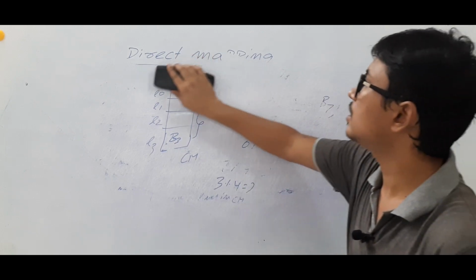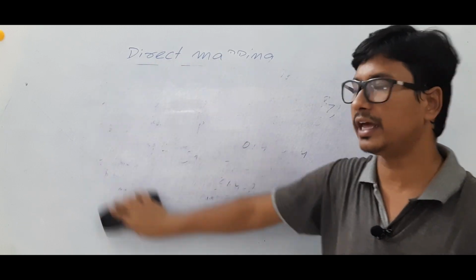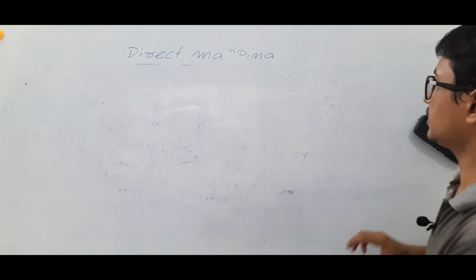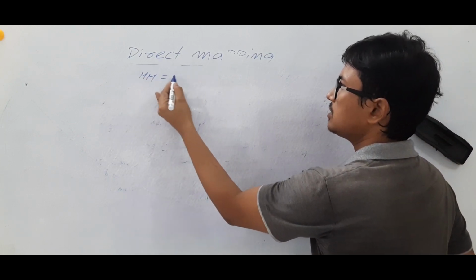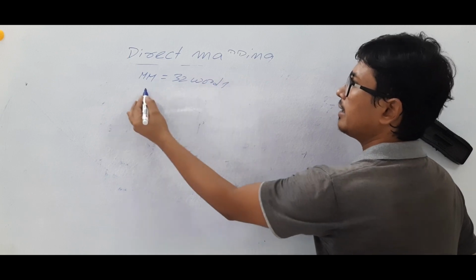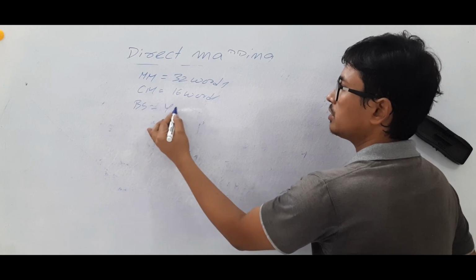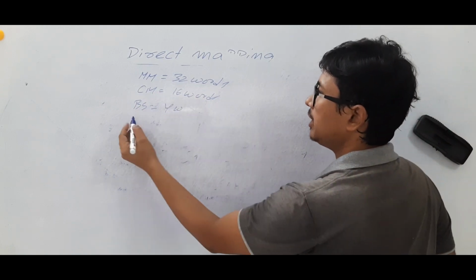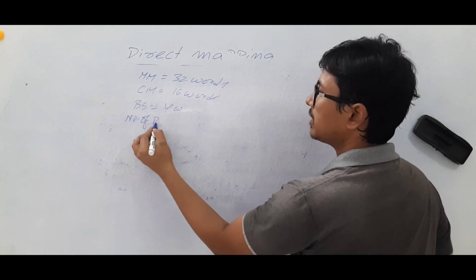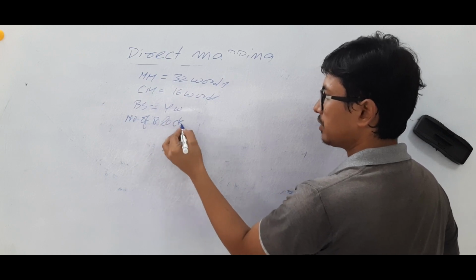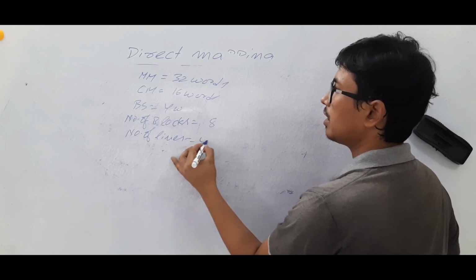Now let me discuss how the address space is organized in direct mapping. The main memory size is 32 words, am I right or wrong? The cache memory size is 16 words, and the block size is 4 words. The number of blocks in main memory is 8. That's the example we have taken till now. The number of lines is equal to 4. Am I right or wrong?